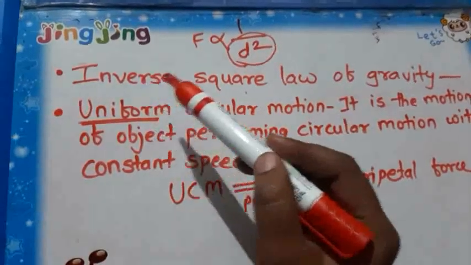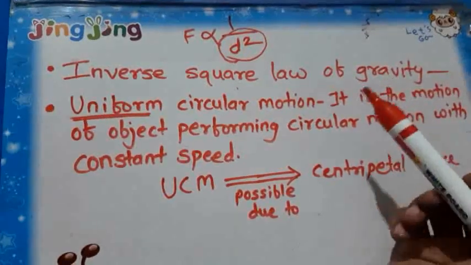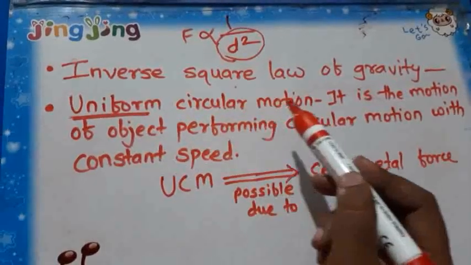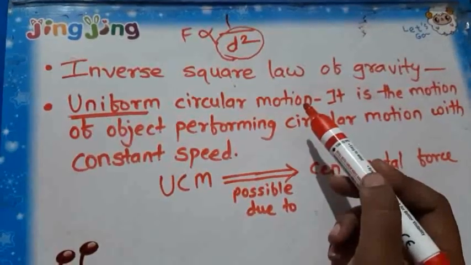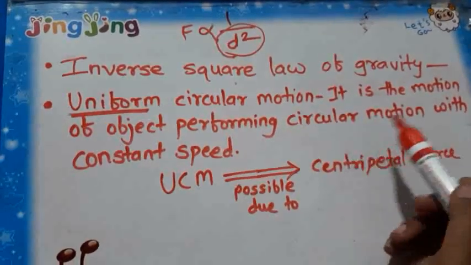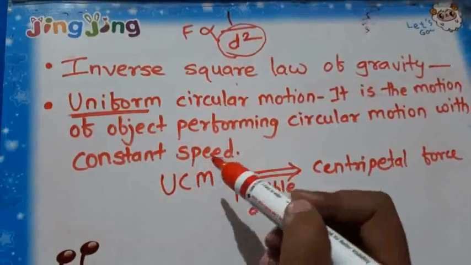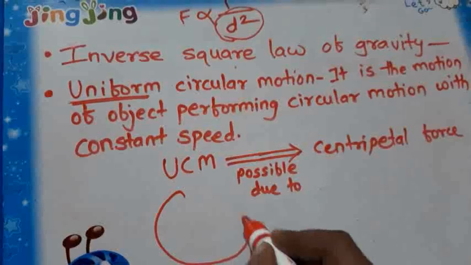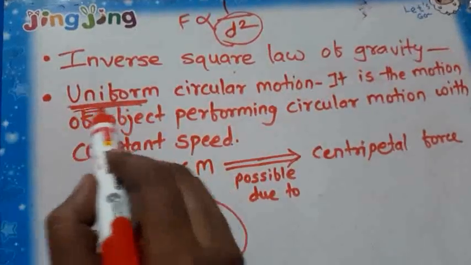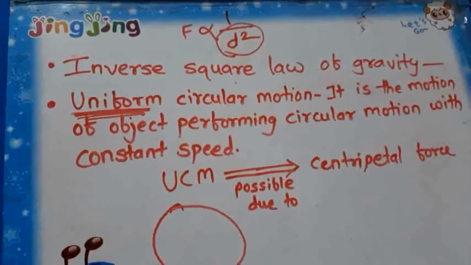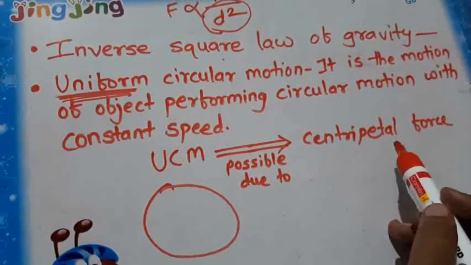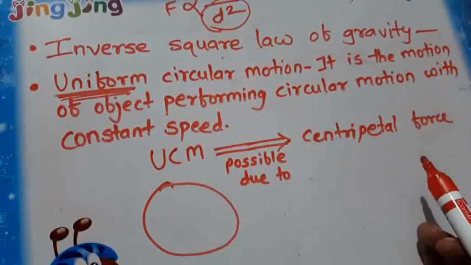To understand the inverse square law of gravity, first we have to understand some concepts. The first is uniform circular motion. Uniform circular motion is the motion of an object performing circular motion with constant speed. Its speed is not going to change. Uniform means constant. So if an object is performing such motion, that motion is possible only due to a centripetal force which is directed towards the center of the circle.